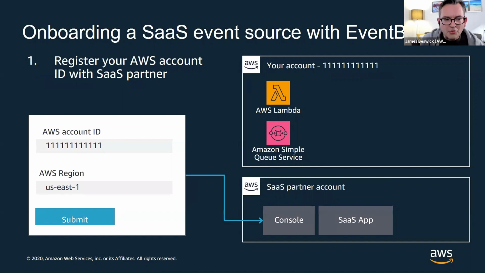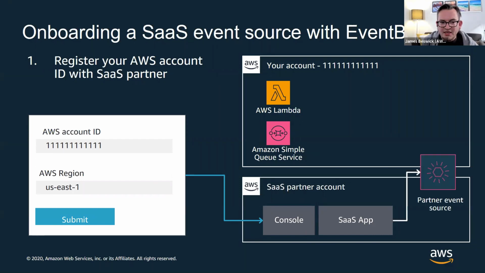So when you want to onboard a SaaS provider, it's actually very simple. There's 25 different providers. Most of them follow this kind of pattern, but you simply register your account ID with the SaaS provider. And then once you've done that, that creates a partner event source that appears within your AWS account. You have to activate that event source to give it permission to be able to put events into your bus once you're back in your AWS account.